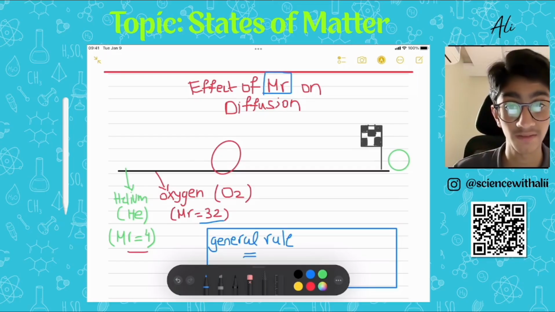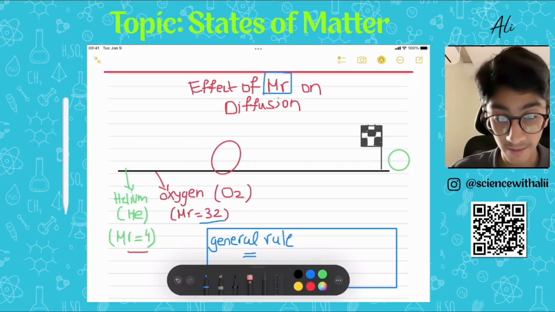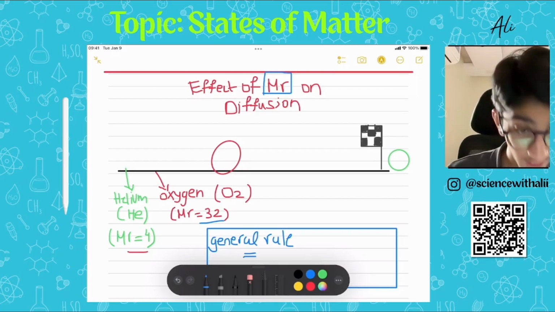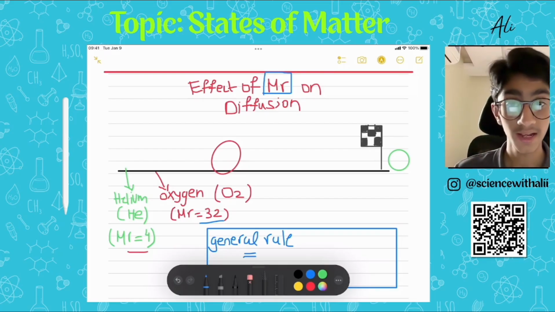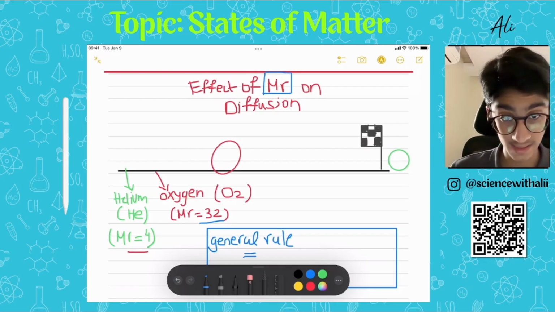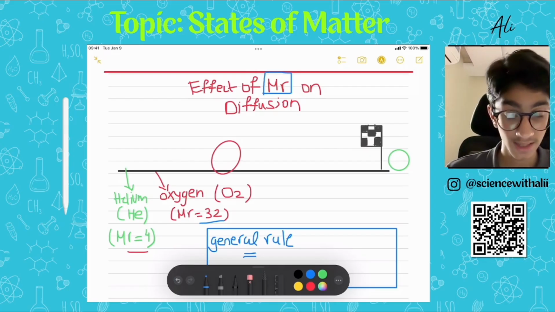For example, helium is a very light gas, as I've told. Oxygen has a relatively high MR compared to helium. Therefore, helium gas moves faster and covers greater distances than oxygen gas because helium is lighter.